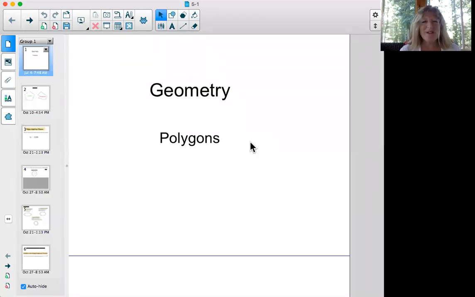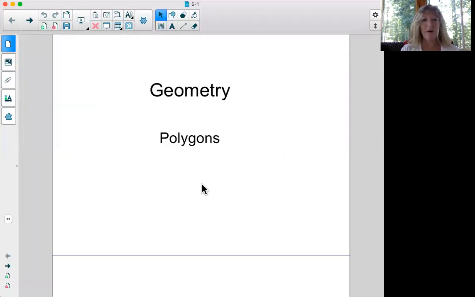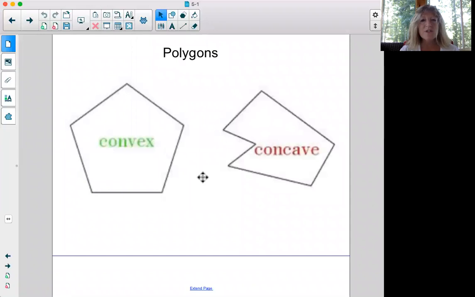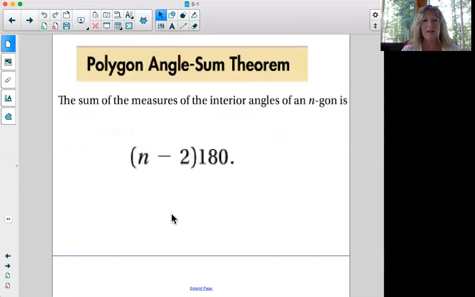Hello, geometry students. Today we're going to learn about polygons and interior and exterior angles of polygons. First of all, I want to let you know that we're only going to be talking about convex polygons in this course. We're not going to be talking about concave polygons, polygons that have sides caved in like that. We're going to be talking about convex polygons in this video.